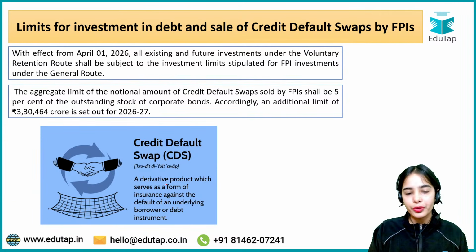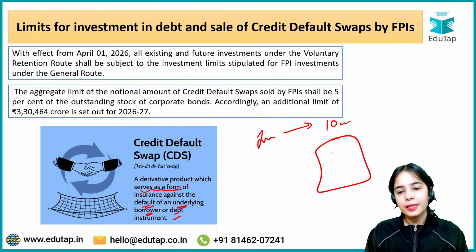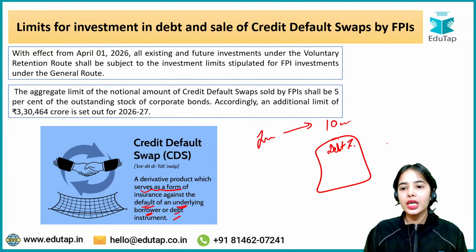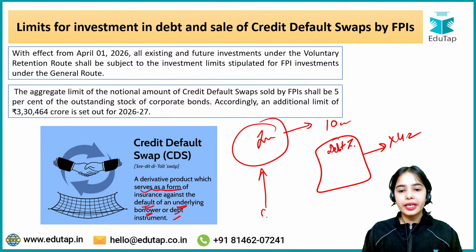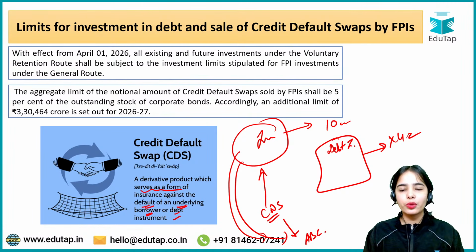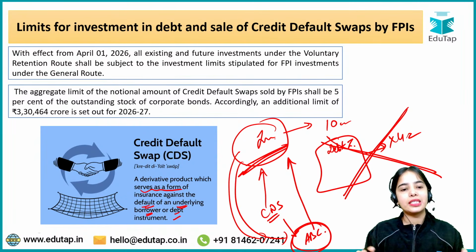It is a financial instrument which serves as a form of insurance against the default of an underlying borrower or debt instrument. Let's say you are the investor. You have invested 10 crore rupees in this debt instrument through which company XYZ has borrowed. Now you are afraid: what if this company defaults, what if this company does not pay on time? So you have bought a credit default swap from a company ABC. Now you are paying a small regular premium amount, and if the borrower defaults, if the debt instrument defaults, then the ABC company has the responsibility to pay for your loss. That is the credit default swap.